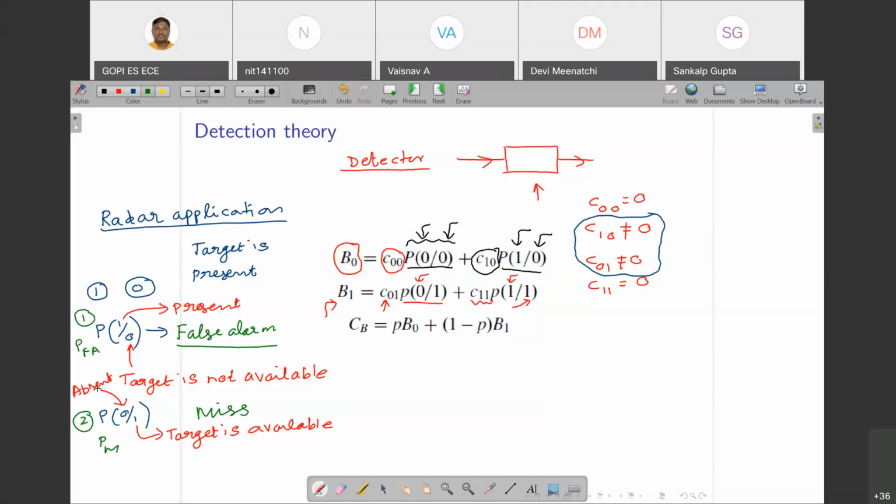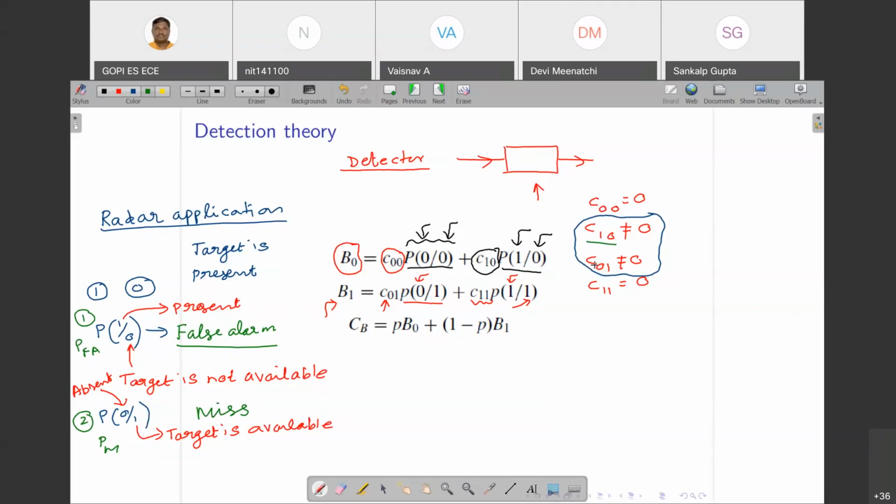So in that case we understand that the second one, missing, is more critical. A false alarm is fine, because if it is not there, okay, fine. But missing the target will actually hurt you, right? That should not happen. That is the reason we are assigning two different cost functions here, C10 and C01.